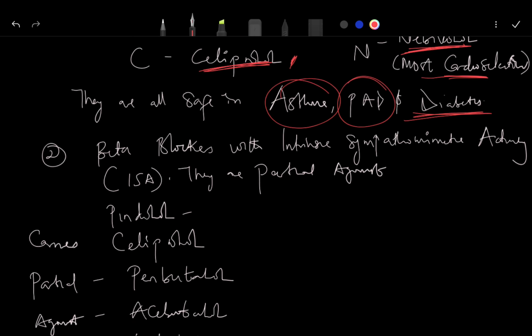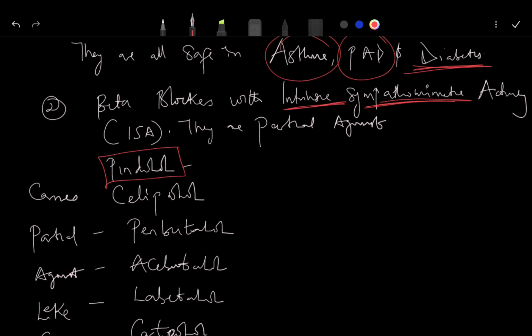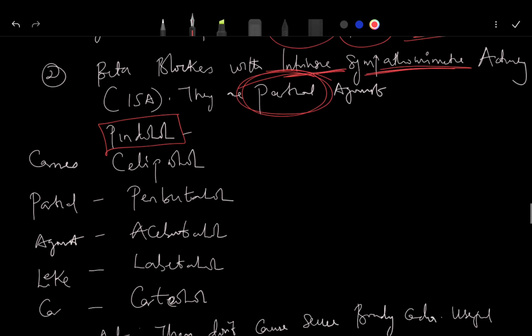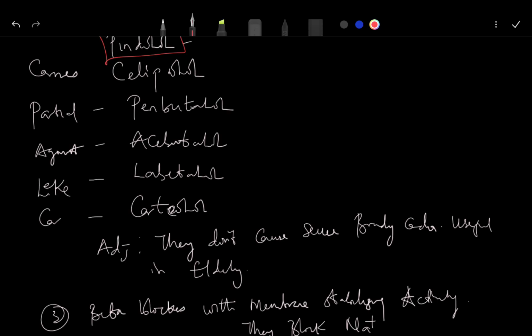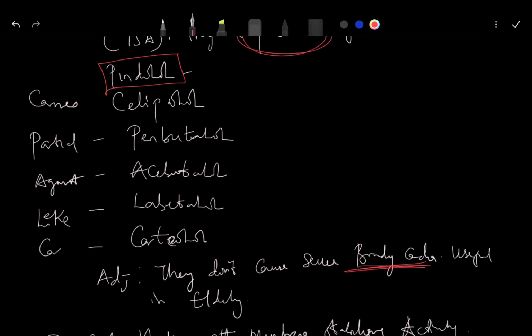Then beta blockers with intrinsic sympathomimetic activity. Here, take note, the major one is pindolol. These beta blockers with intrinsic sympathomimetic activity are majorly partial agonists. Imagine you are a beta blocker, but you're also stimulating the same receptor you are blocking. That's what it means. So they block and they also act as partial agonists. So they are majorly used in old people to prevent severe bradycardia. You know, beta blockers normally cause bradycardia, but this kind of beta blocker that has ISA, intrinsic sympathomimetic activity, will cause less bradycardia.